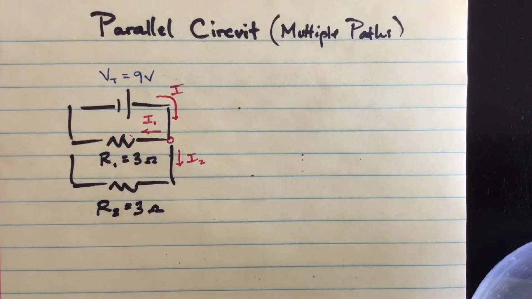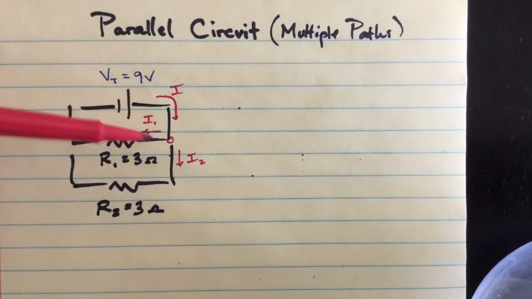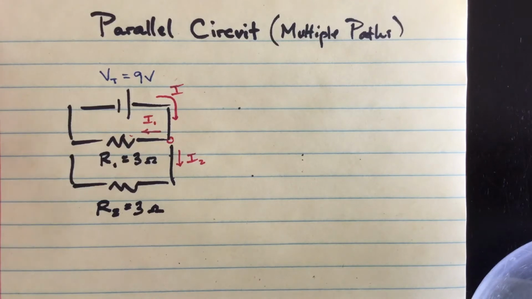So it's just like water flowing in a river. If some of the water goes one path, the remainder of it has to go the other path. I definitely guessed on those currents though. You wouldn't want to do that. You would definitely want to do math, which I'll teach you about later.